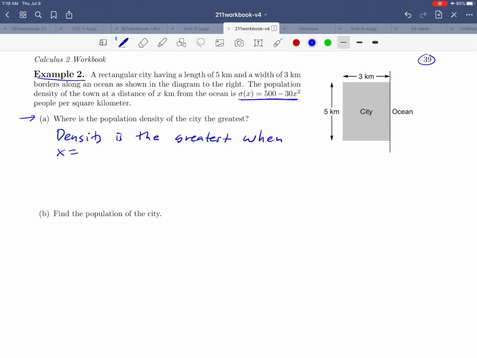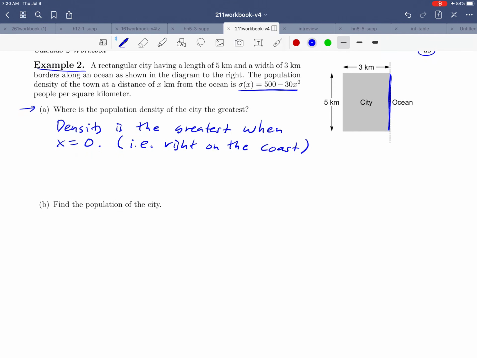Now I'm going to ask a follow-up question. What's special about x equals 0? Where are we in the picture if x is equal to 0? Well, x measures distance away from the ocean, so if x is equal to 0, we are right on the coastline. That's really what's significant about this. That makes some sense because more likely people are going to want to live next to the ocean than farther away from it, so we'd expect to get more population density there.